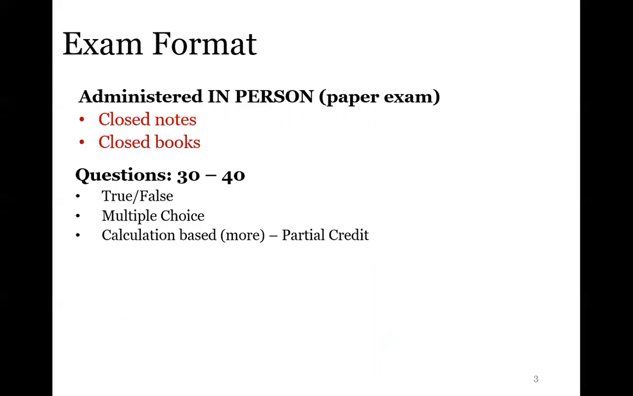So the exam format's going to be pretty much identical to your exam one. Closed notes, closed books, here in class. It's going to be similar questions, but there is going to be more calculation-based material since we've done more calculations, and so fewer concepts. There are going to be more questions where you fill in an answer instead of multiple choice on a concept. I feel like a lot of you will probably like that. More opportunities for partial credit. Same number of questions though, so it's just going to be weighted a little bit differently.